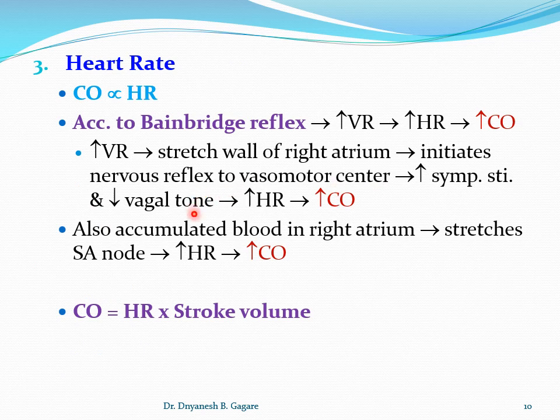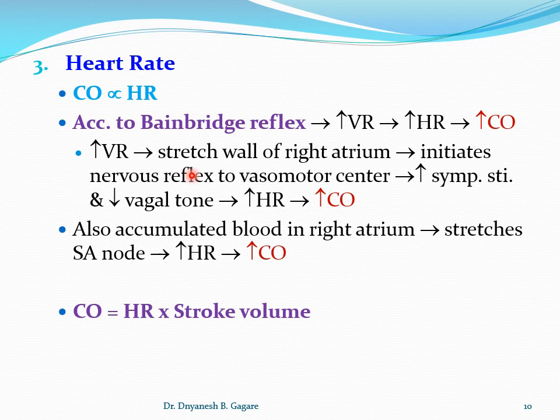Next factor that acts on the cardiac output is heart rate. Now we are talking about how an increase in venous return leads to an increase in force of contraction and an increase in heart rate, because whatever blood collected in the heart has to be pumped into the circulation without delay. And how is it achieved?